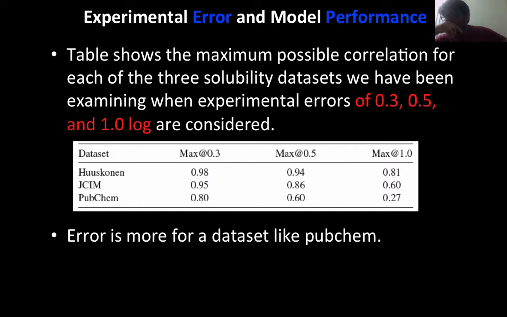Because the dynamic range of the Huuskonen dataset is large, the impact of error on the correlation is much less significant. So when building any sort of predictive model, it is important to carry out the type of analysis outlined here, like adding the experimental error.